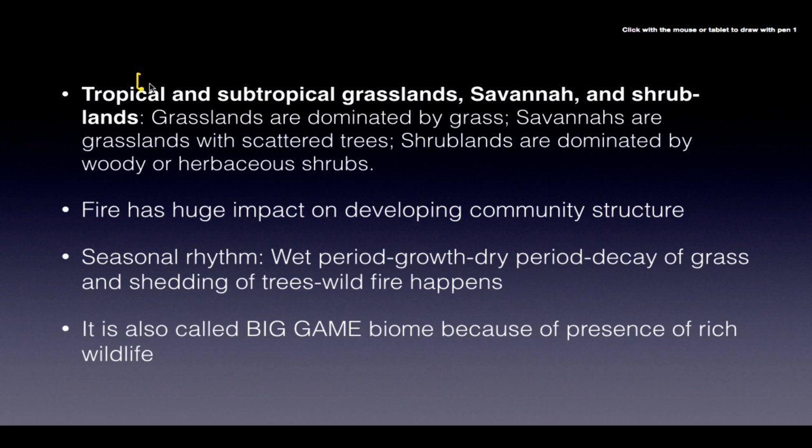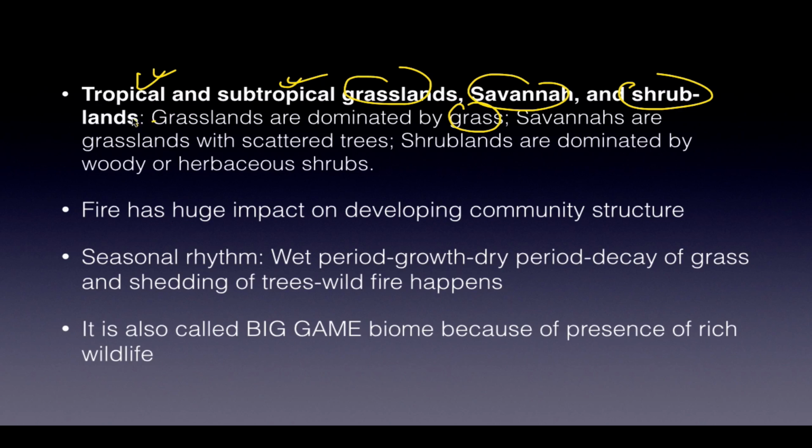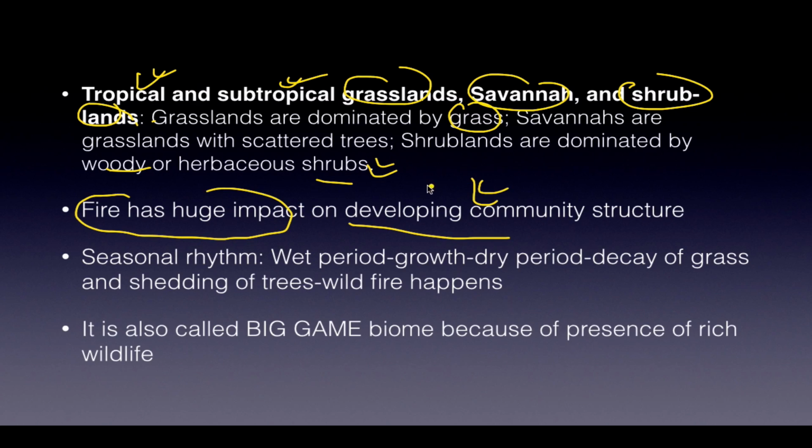Now there are tropical and subtropical grasslands. Grasslands are those which are dominated by grass. Savanna has scattered trees, and shrublands are those dominated by woody or herbaceous shrubs. They are more or less the same thing. Fire has a huge impact on developing the community structure. So this is a very key point. Which biome does fire influence the most? The answer is savanna.